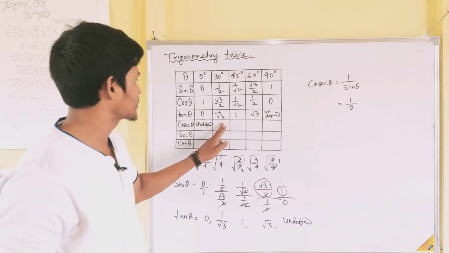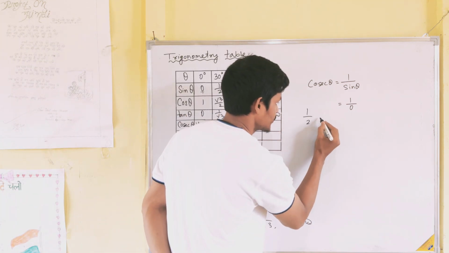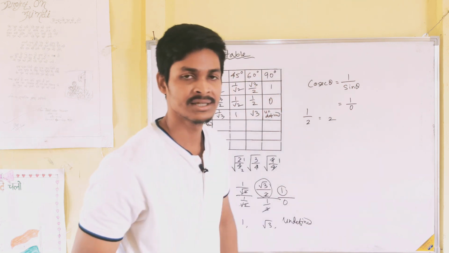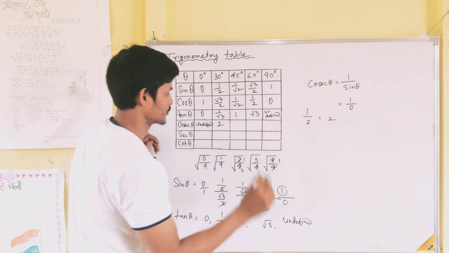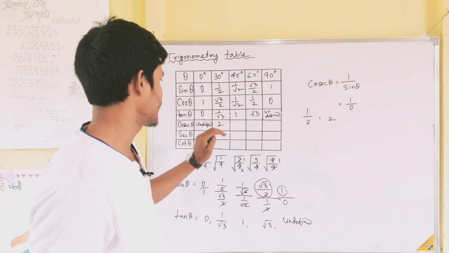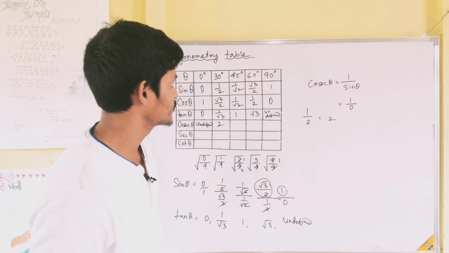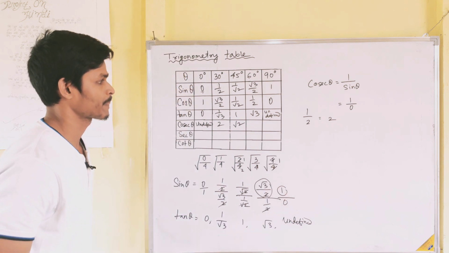Okay. Now next, 1 by 2. The inverse of 1 by 2 is what? 2 by 1, that is 2. That means cosec 30 degrees is 2. Next, sine 45 degrees is 1 by root 2, so cosec 45 degrees will be root 2 by 1, that is root 2.